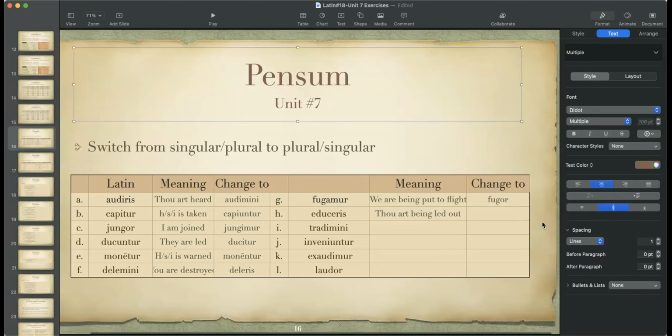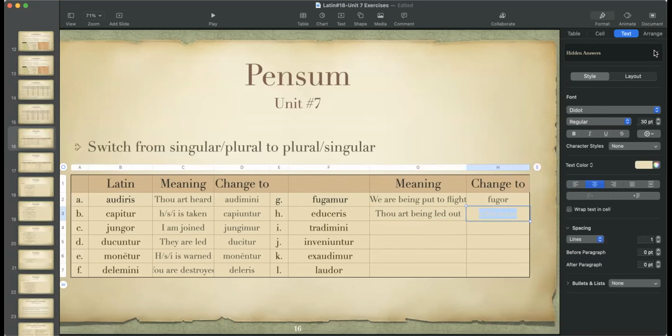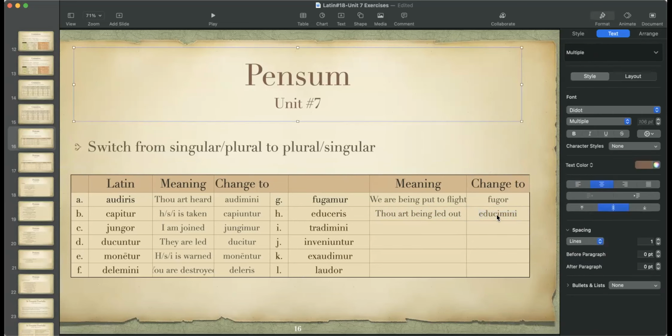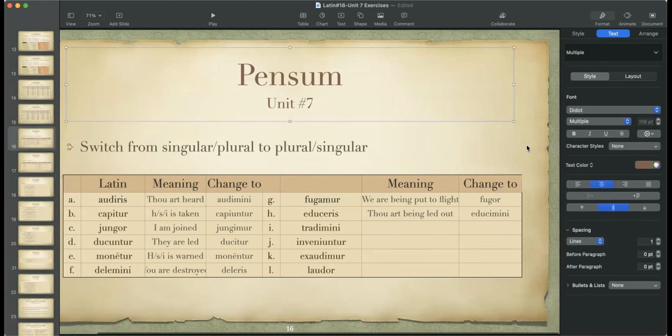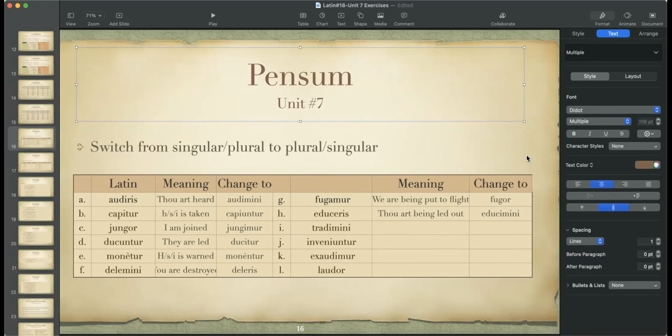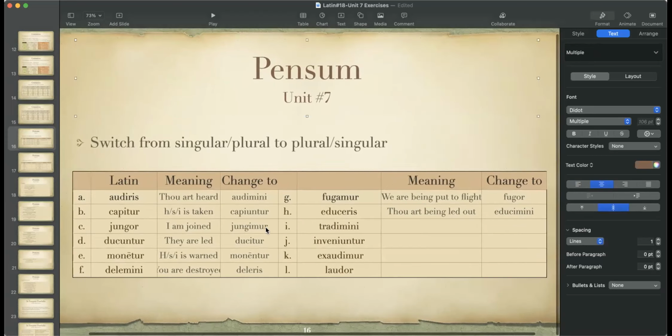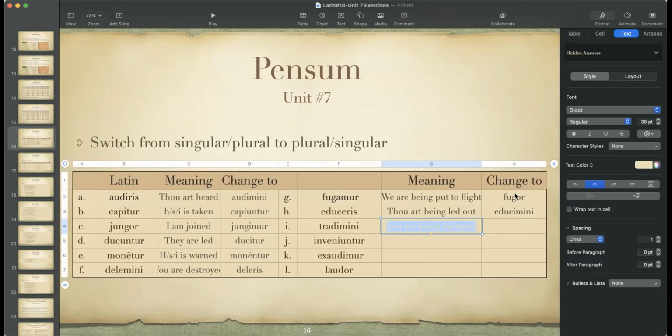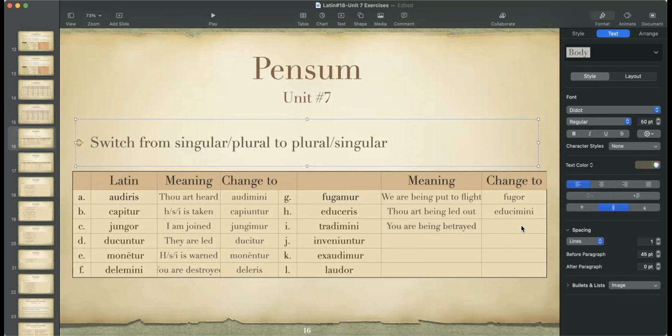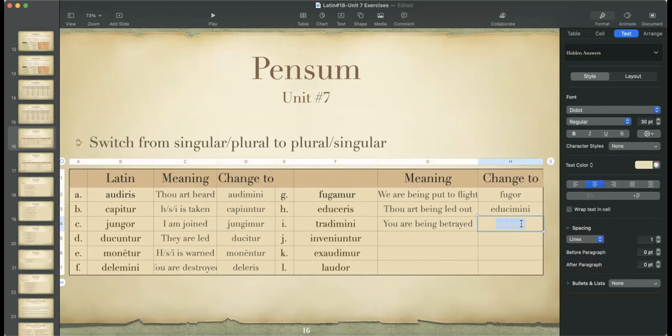And the singular, yeah, educimini. I'm really trying not to say chimney. I can't say chimney, that would not work. Tradimini. You are being betrayed. All being betrayed, yes. And traderis. Yeah, it's an ERE. Traderis.